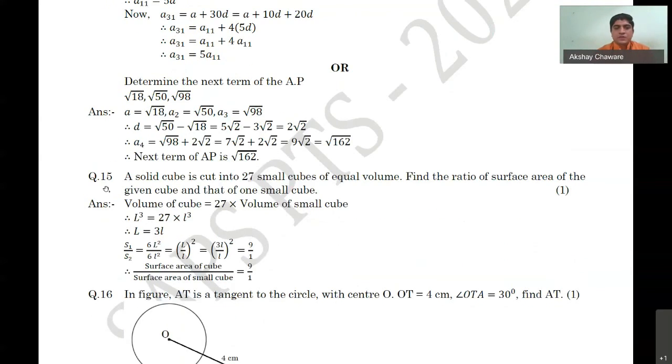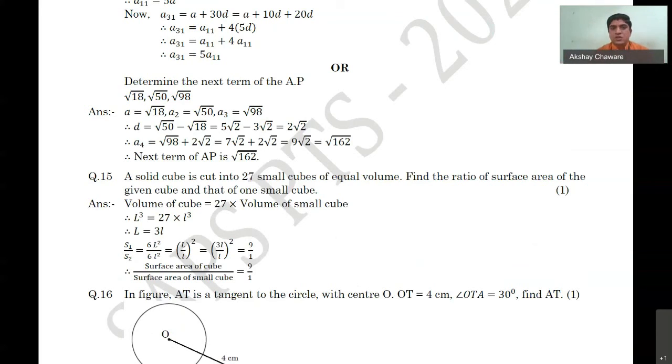Question number 15. A solid cube is cut into 27 small cubes of equal volume. So students, here one solid cube is cut into 27 small cubes. So here is a conversion of one solid into another. We can consider that the volume of the solid cube is equal to the volume of 27 small cubes.